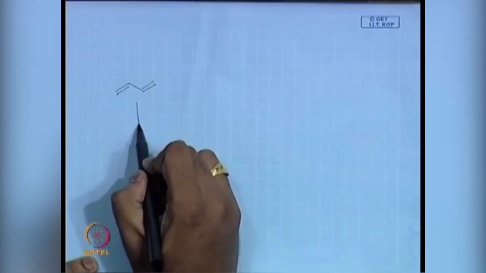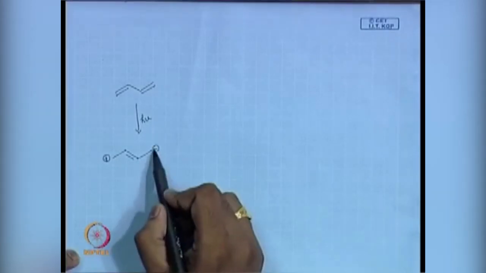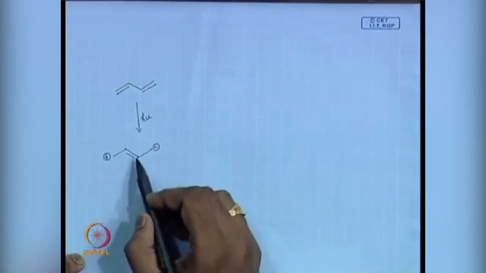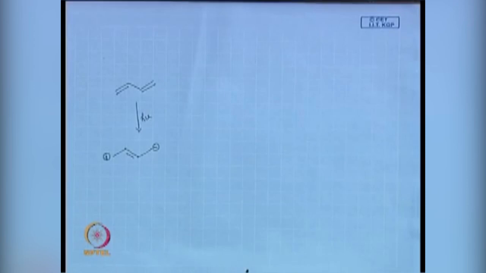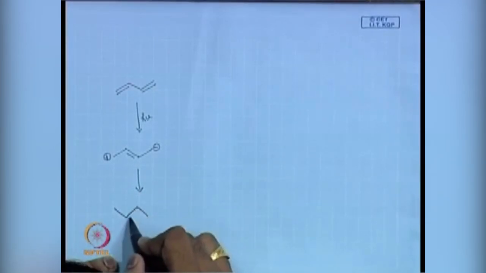So, if I photolyze this directly, what happens? You get a type of zwitterionic species because it is a direct excitation. This negative charge is overall within the double bond, so it is not on one carbon, but just to understand it, it is like this. Now, what happens? You can end up with this, which in turn gives me the product. Fine.